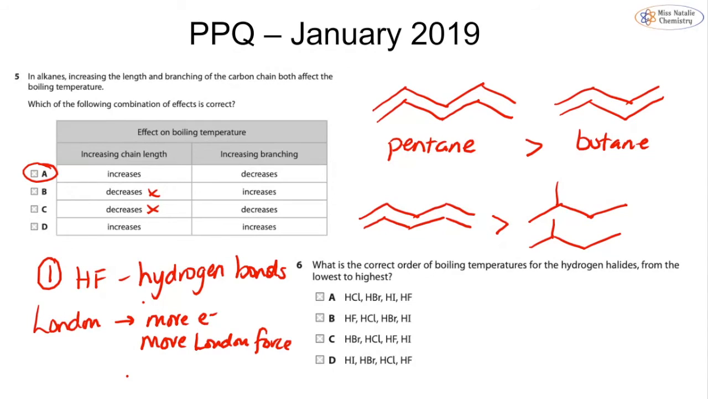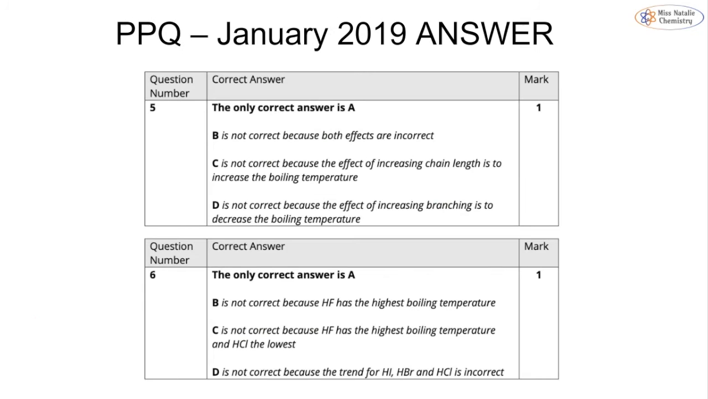So if we remove the HF and we compare HCl, HBr, and HI, we have to look at which one has the lowest number of electrons, and that is HCl. So that's going to have the lowest boiling point, and the only one that has that as an answer is A again. And you can see both of them giving you an answer of A, and there's an explanation there as well if you want to have a read at that.